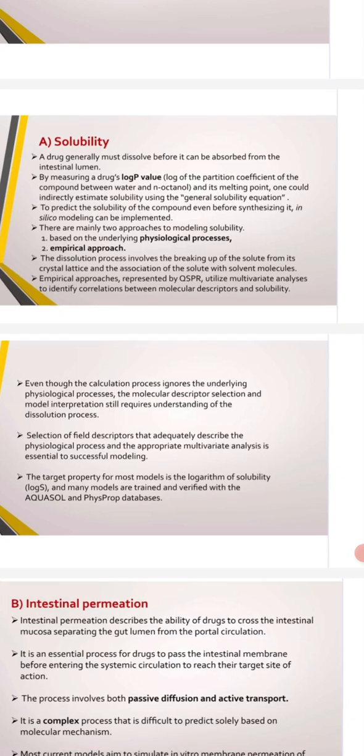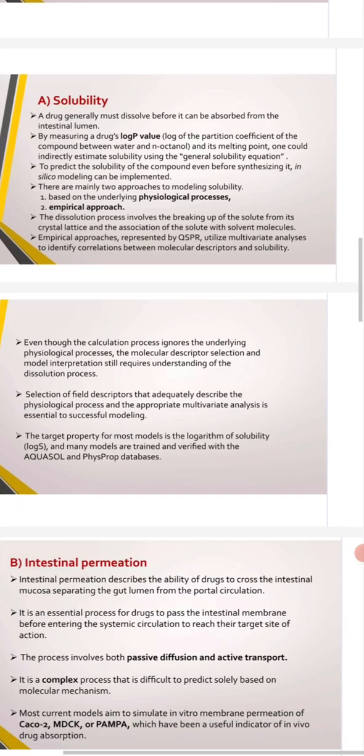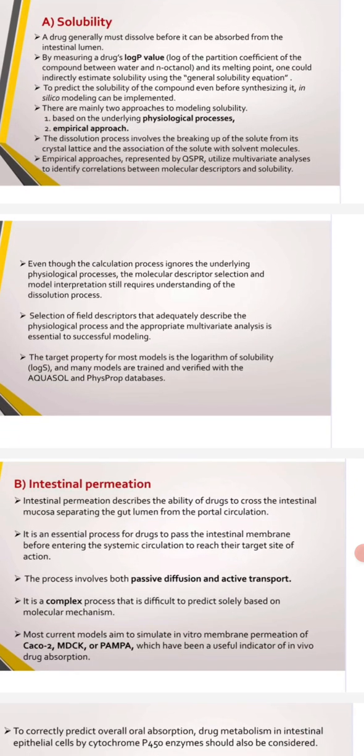Empirical approaches represented by QSPR utilize multivariate analysis to identify correlations between molecular descriptors and solubility. Even though the calculation process ignores the underlying physiological process, the molecular descriptor selection and model interpretation still require understanding of the dissolution process. Selection of field descriptors that adequately describe the physiological process and the appropriate multivariate analysis is essential to successful modeling.